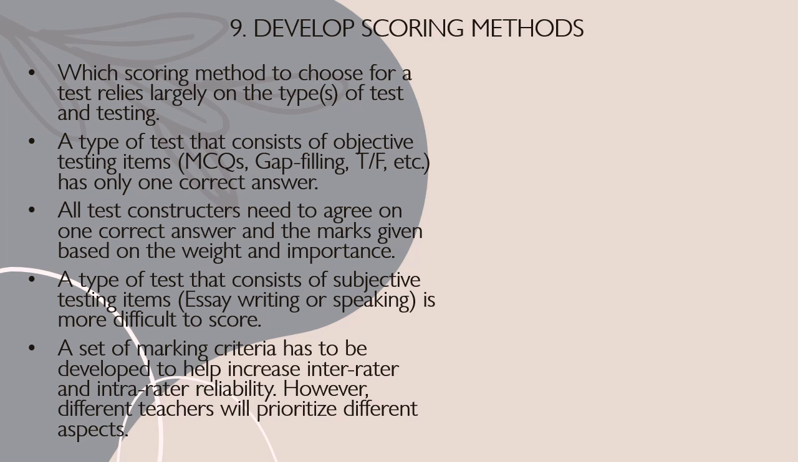Now, the subjective scoring method, however, will be a lot more difficult since you need a good marking criteria to base your scores on. And even then, different teachers will give different scores based on their priorities. You may prioritize this aspect of the writing task, for example the accuracy, and other teachers may prioritize the content of the writing. So that will still create an imbalance in how you score students.